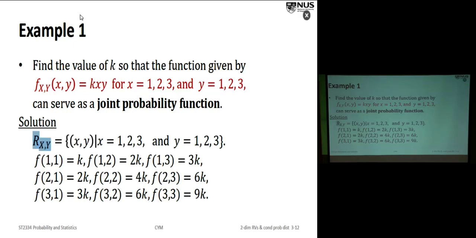First of all, the range of x, y is just the set where x belongs to {1, 2, 3} and y belongs to {1, 2, 3}. So there are 9 points in this set. Now, what do I want to do? I want to find k. I can evaluate this function for all 9 possible values. For example, f(1,1) is 1 times 1 times k. f(1,2) is 1 times 2 times k, which is 2k. f(3,3) is 3 times 3 times k, which is 9k. So these are all the possible values of this function. Now, I know k must be positive, otherwise I'm not in a good position to begin with, but also the sum over all these possible values must equal 1. So that must mean that k plus 2k plus 3k plus 2k plus 4k plus 6k plus 3k plus 6k plus 9k equals 1.